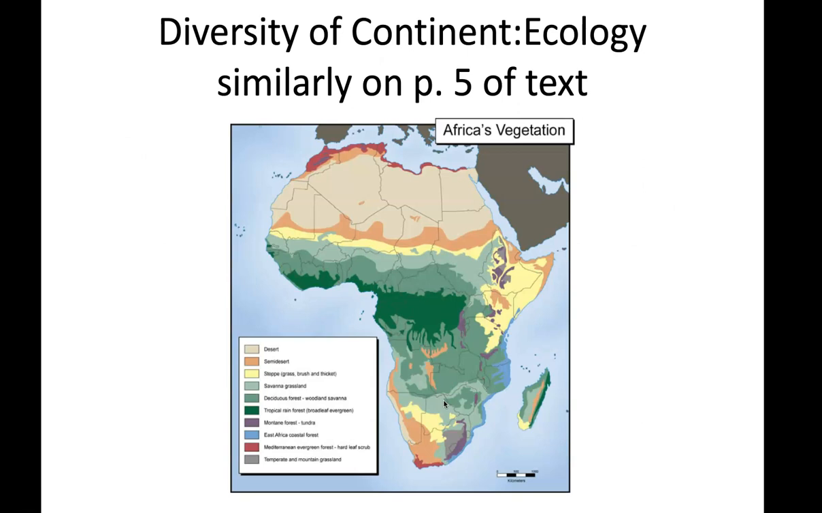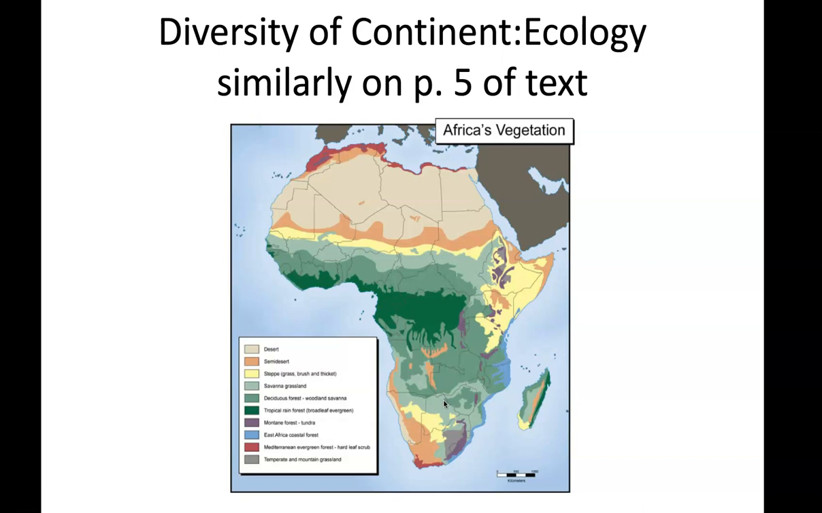But if we look across Africa, we're going to see the diversity of the continent. Once again, this is a huge place, and it's not all the same. It's not all desert. It's not all grasslands. It's not all jungles. It's a variety of different types of terrains, or as I prefer to call them, ecological zones. And once again, you have a map similar to this one on page 5 of your textbook. It shows you different climate zones.